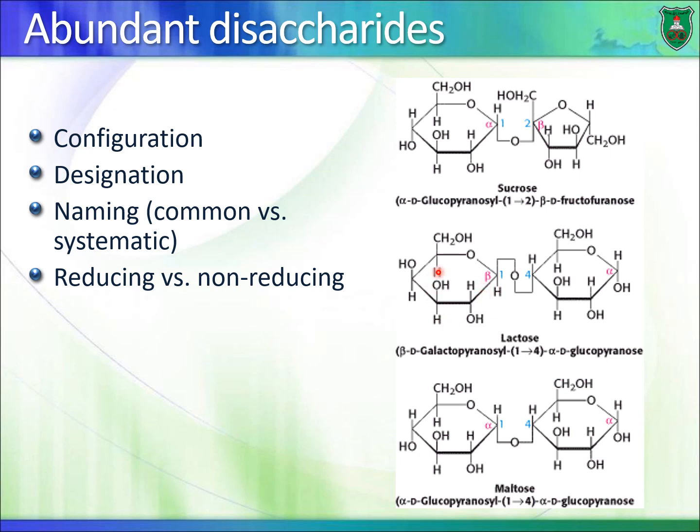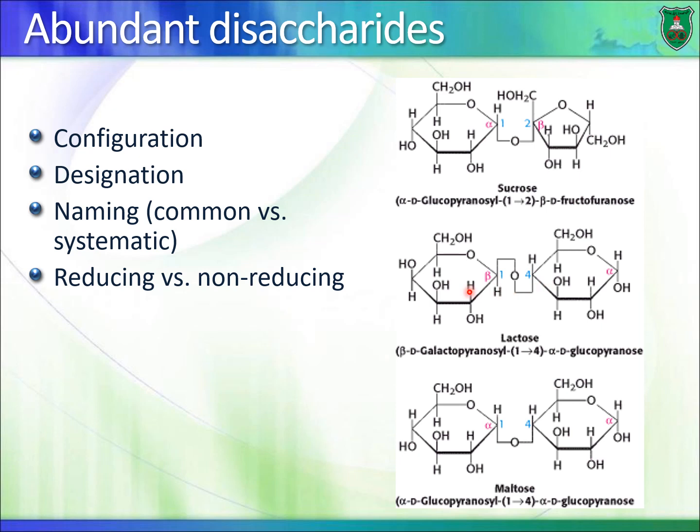It's a pyranose, a hexose. The hydroxyl group of carbon number 2 is going downward, upward for number 3. For number 4, it's going upward. So this is a galactose. So this is a galactopyranosyl, and we say pyranosyl because it's involved in a covalent bond.